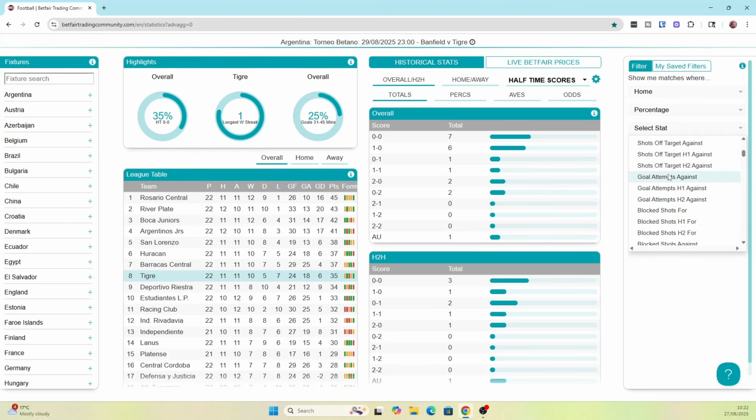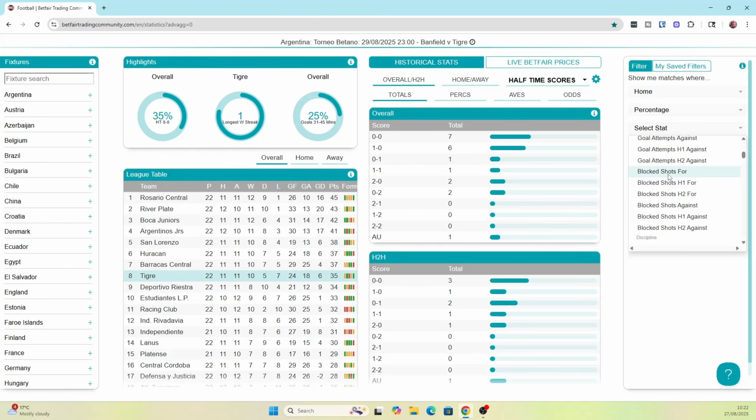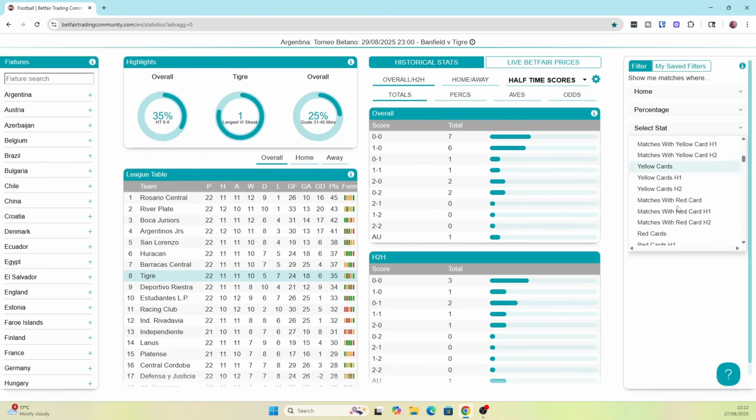Goal attempts will just be attempts on goal, so that could be shots on or off target. Blocked shots is where a defender obviously blocks the shot. Matches with yellow cards, pretty self-explanatory in terms of the cards. Now, FT means full time, and these will be score lines next to it, okay? So that means full time 0-0, full time 1-0, etc., etc.